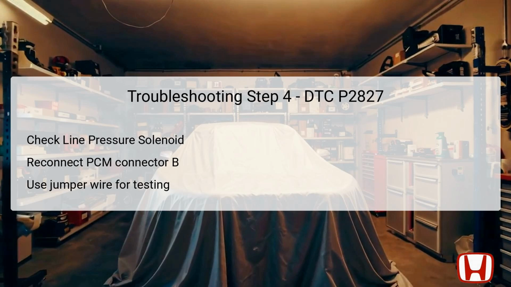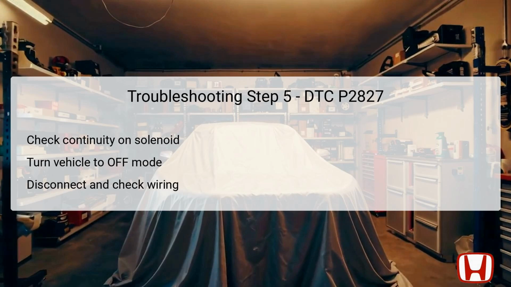After completing this step, check for new pending or confirmed DTCs. If a DTC P2827 appears, it indicates a need to further investigate the solenoid. If no new DTCs are found, proceed to the next step.